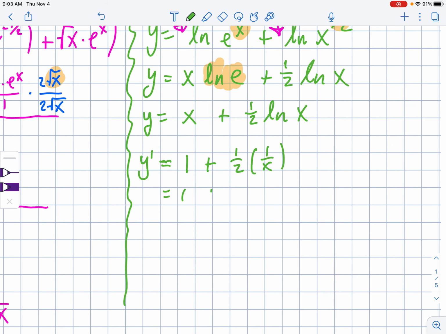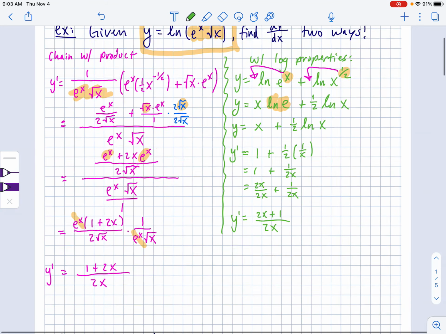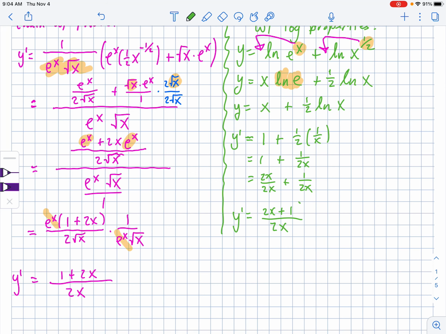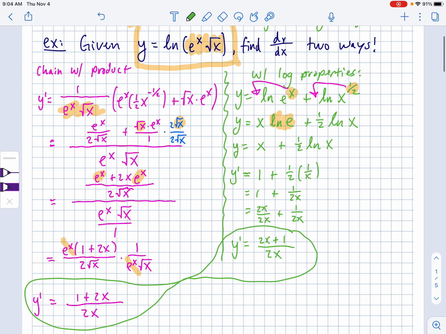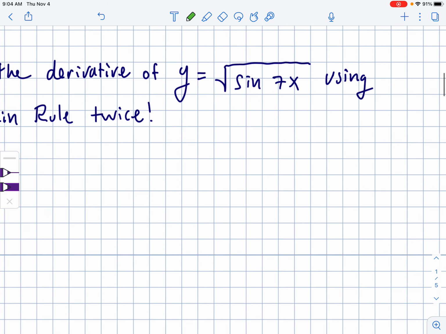So then we get 1 plus 1 over 2x, and then do a little common denominator work. You get 2x over 2x plus 1 over 2x. So this y prime is equal to 2x plus 1 over 2x. Now, let's look at what happened. Notice that these two things are the same derivative. Now, which one do you prefer, you guys? Do you prefer all of this good algebra on the left? Or do you prefer a little bit of log properties from Christmas past and then a very simple derivative? I'll let you make the decision.